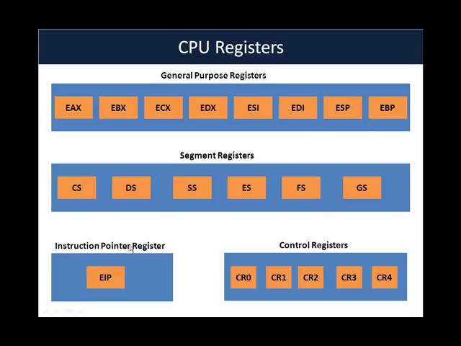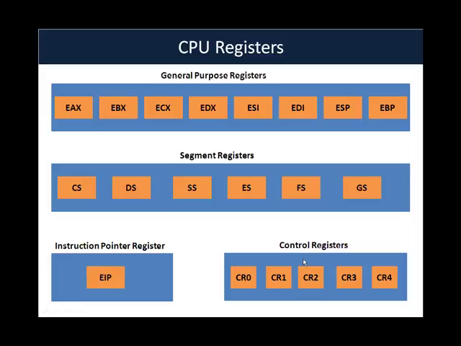Then we have the instruction pointer register, EIP. Now this is probably the most important register from, I would say, an exploitation perspective or a reverse engineering perspective. Simply because this register, EIP, points to the instruction which the CPU is executing at this point. Then we have the control registers, CR0 to CR4, which are internal to the CPU for various calculations.